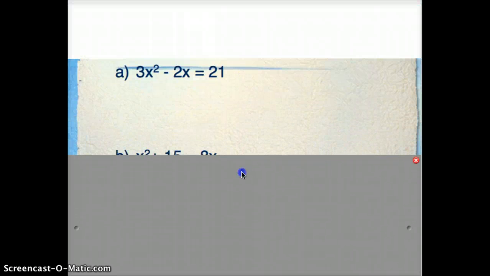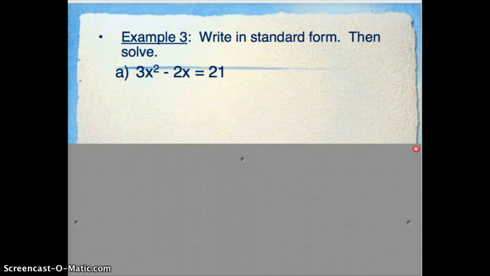So 3x squared minus 2x equals 21. To solve for the zeros, we have to have it where it equals 0. So I'm going to rewrite this by subtracting 21 from both sides as 3x squared minus 2x minus 21 equals 0. And then I'm going to try to factor it here.